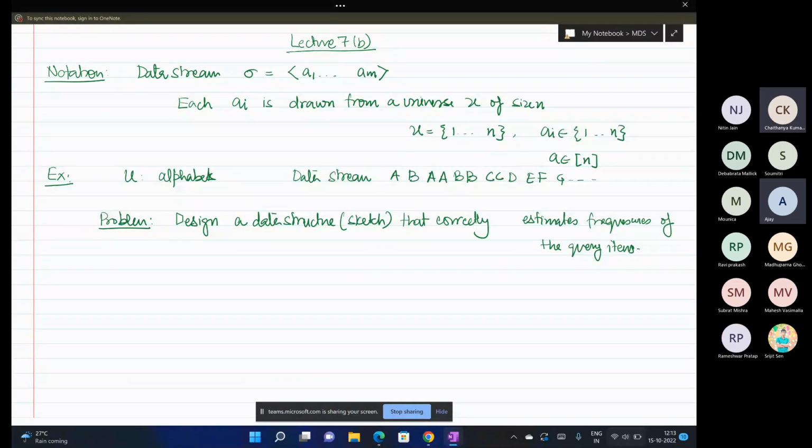So we can use a map or a dictionary to keep count of the URLs or the alphabets. Okay.